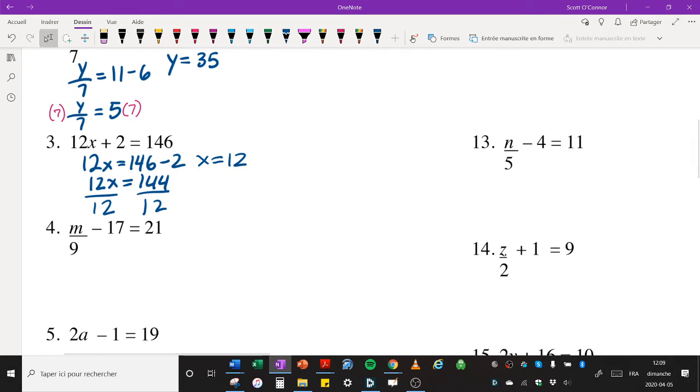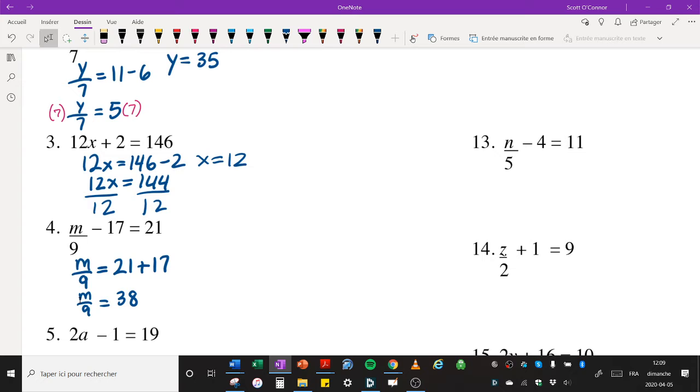Question number 4. m divided by 9 minus 17 is equal to 21. In this case, I have subtract 17 in the way and divide by 9. I'm going to get rid of subtract 17 first. I get m over 9 equals 21 plus 17. To get rid of minus 17, I add 17. I now get m over 9 is equal to 38. 21 plus 17 gives me 38.